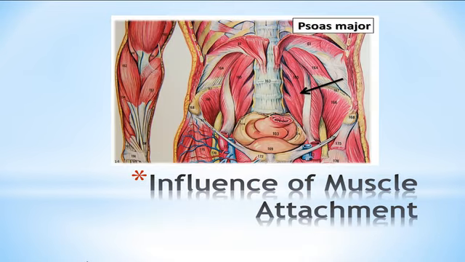And that is really a function of the influence of our muscular attachment. And this is a review of our psoas major. We remember our psoas from lower extremity and its attachment at all five lumbar vertebrae, coursing down and attaching to the lesser trochanter of the femur.